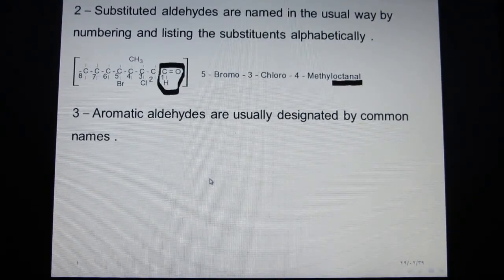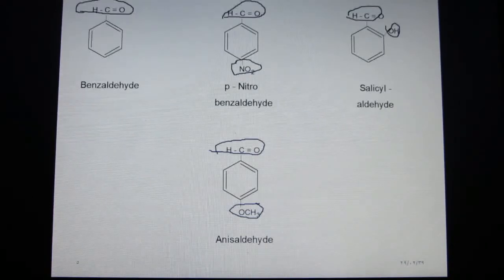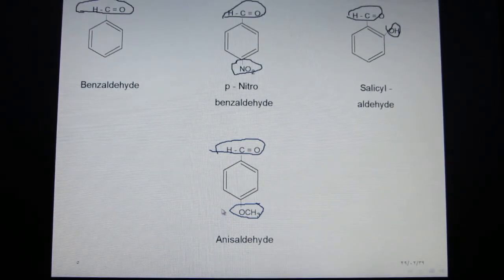Aromatic aldehydes are usually designated by common names. All the aromatic aldehydes are designated by common names related to benzaldehyde, or sometimes if the aldehydic group has beside it a hydroxyl group in the ortho position like this, it is called salicylaldehyde. Or if we have a methoxy group in the para position like this with the aldehydic group, it is called anisaldehyde. But if we have a usual group like nitro or sulfur, it is called para-nitrobenzaldehyde if it is in the para position.